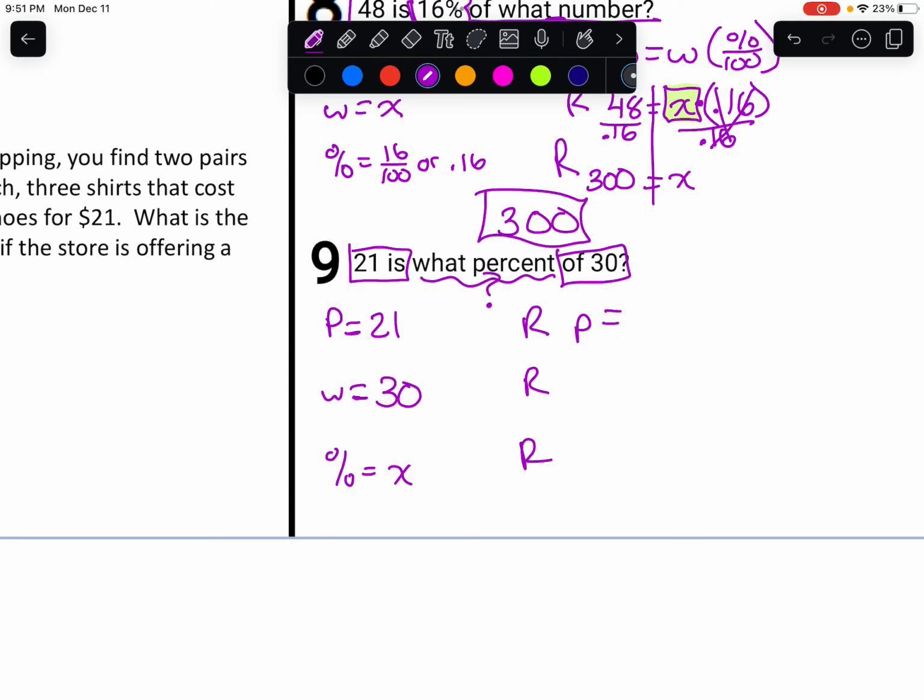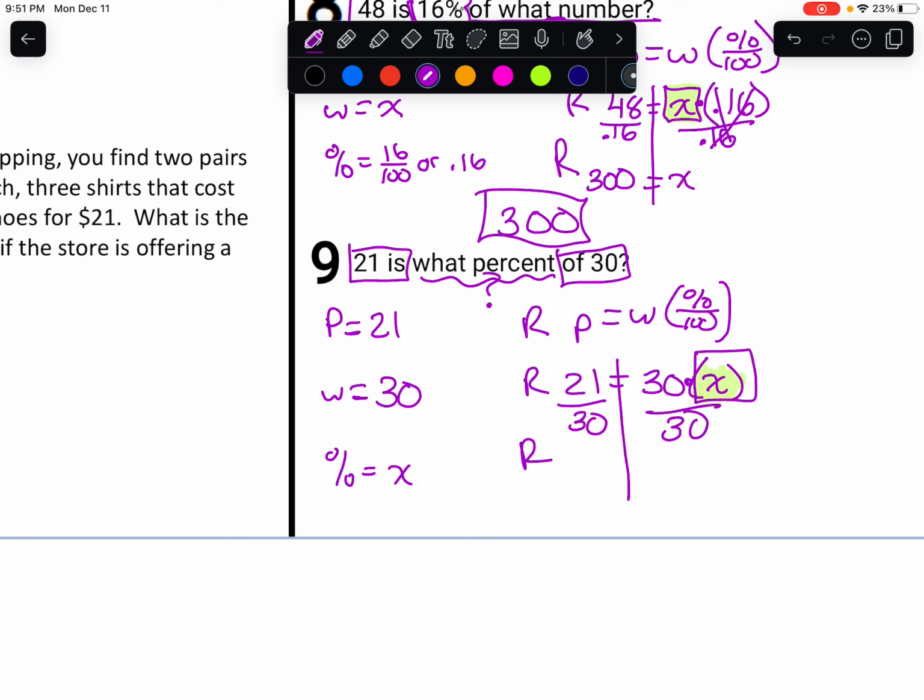Start with part equals whole times percent out of 100. Then we need to replace. The part is 21. The whole is 30. And we don't know our percent, so we'll leave it as x. For our recalculate, we need to get this x by itself. So how do we get an x by itself when it's times by 30? Well, the opposite of times 30 is divided by 30, so we need to divide both sides by 30.